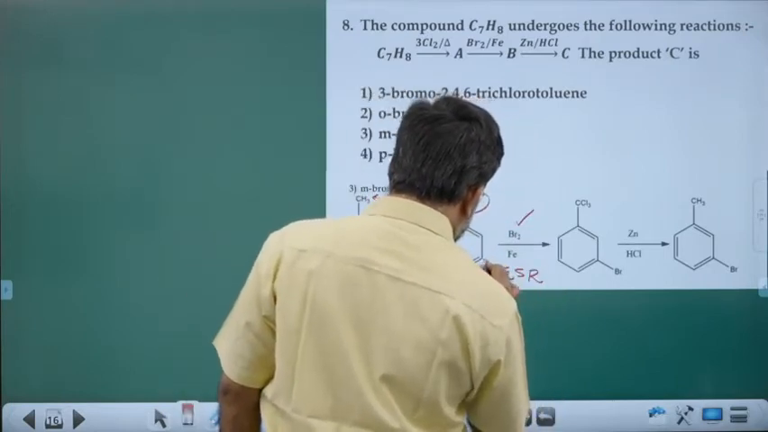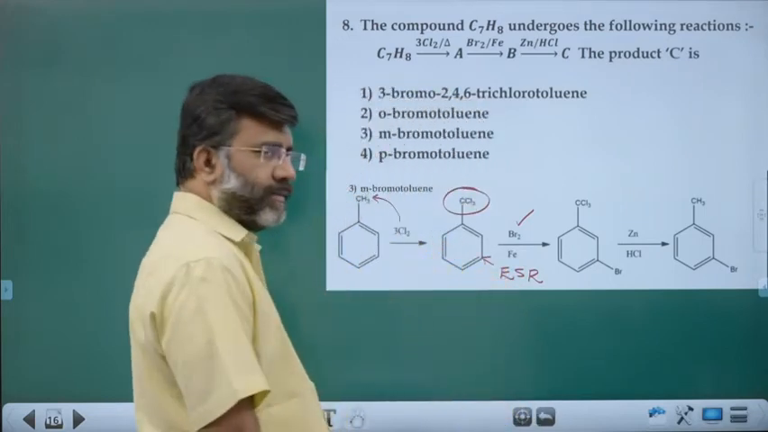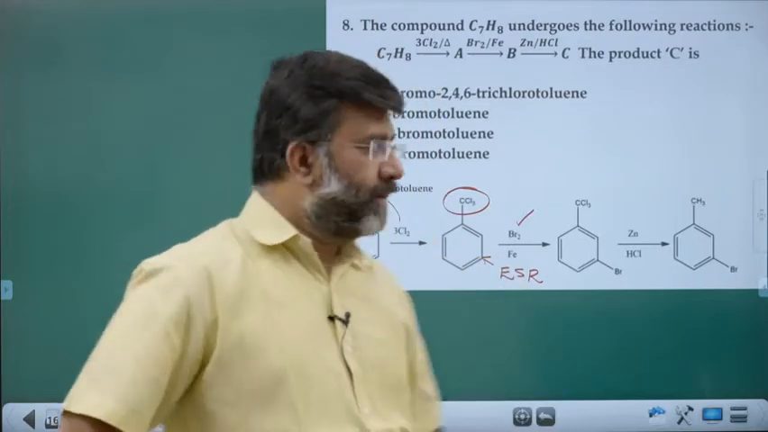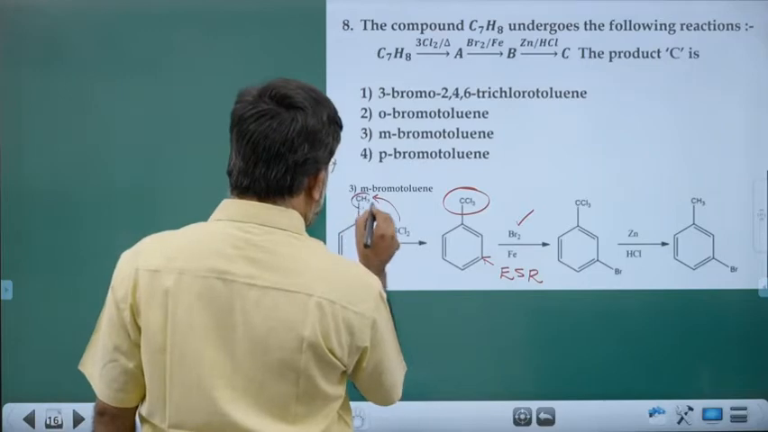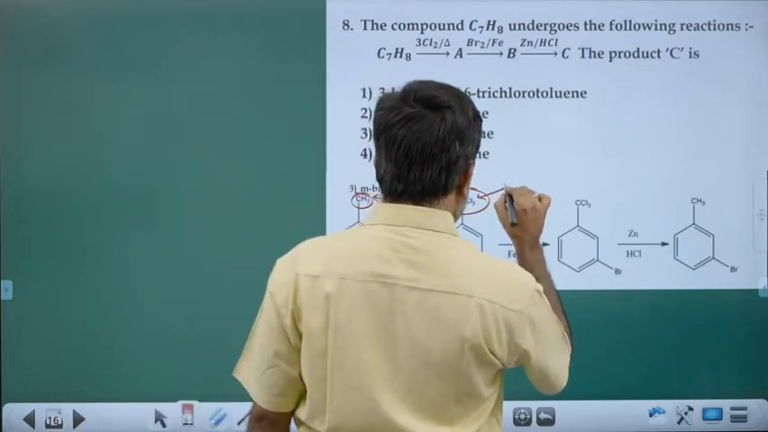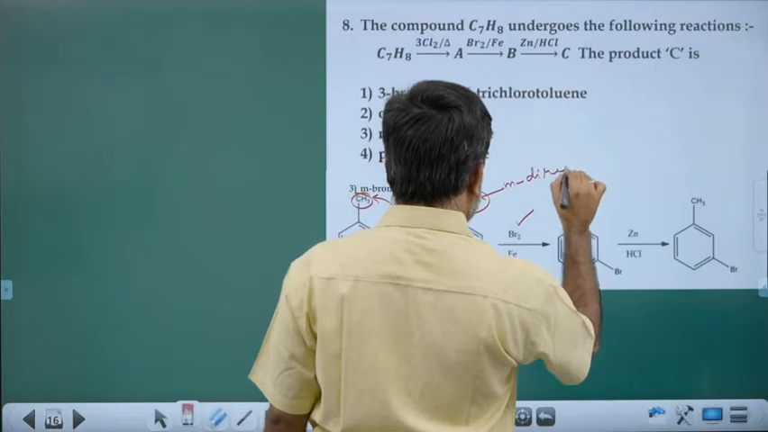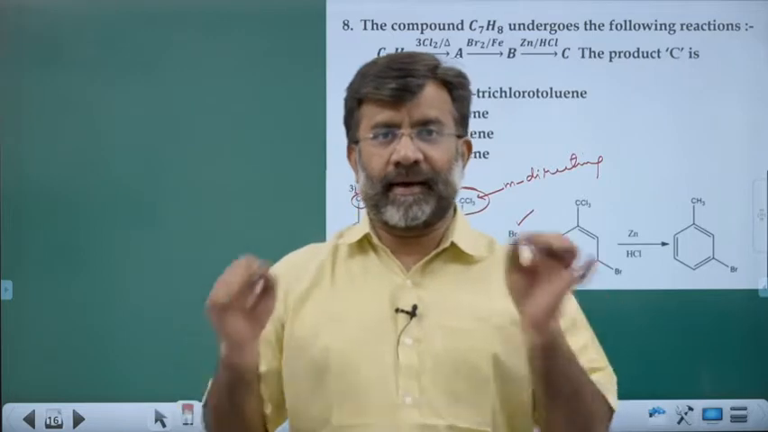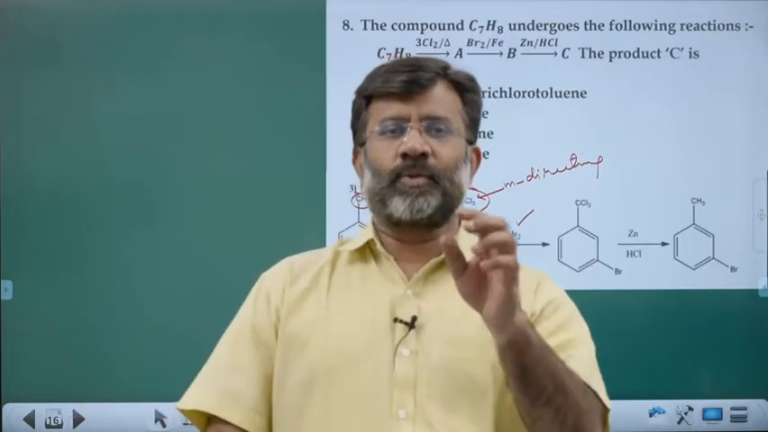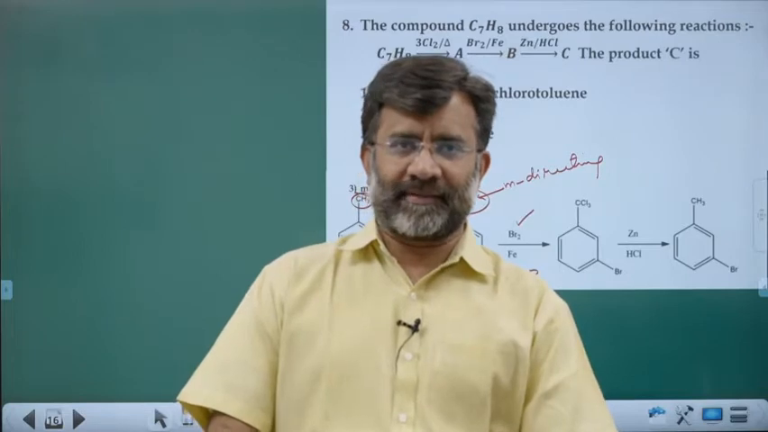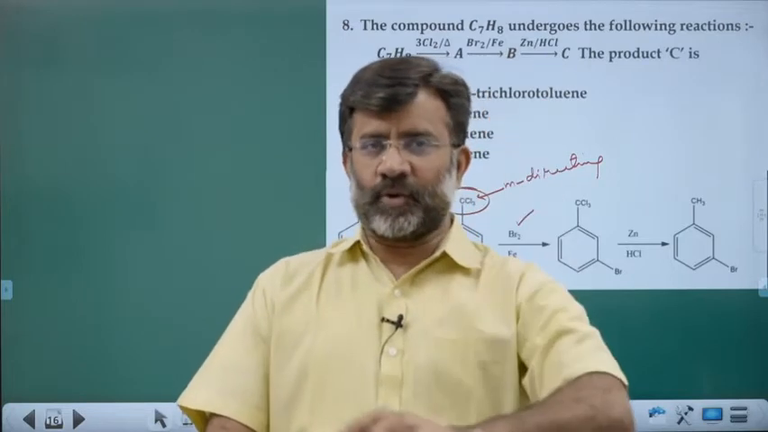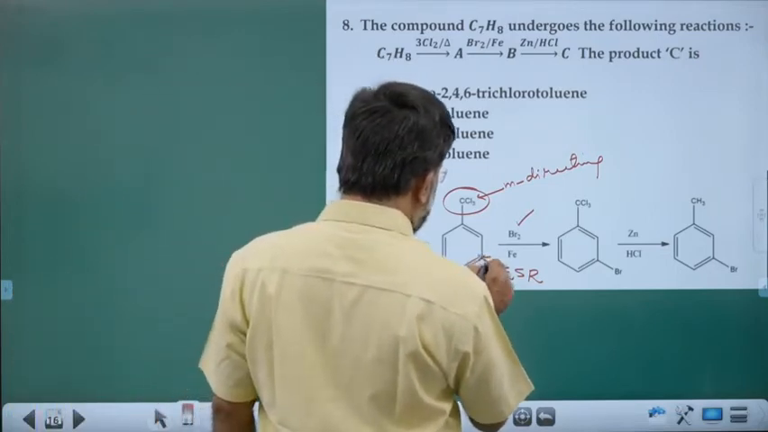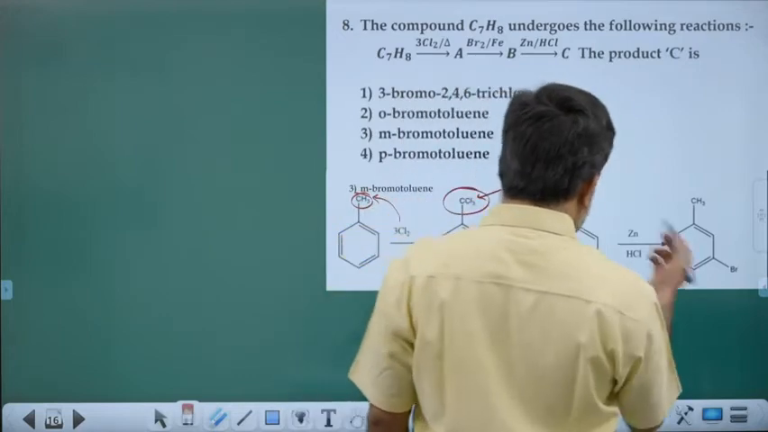Now understand, the bromine will come here. Why? That's the important point. CH3 is an ortho-para-directing group, while CCl3 is meta-directing. As there are 3 chlorines, that group turns meta-directive in nature. Deactivating group, meta-directing group. So what happens? The new electrophile comes at the meta position. Bromine comes there. And now you are reducing.